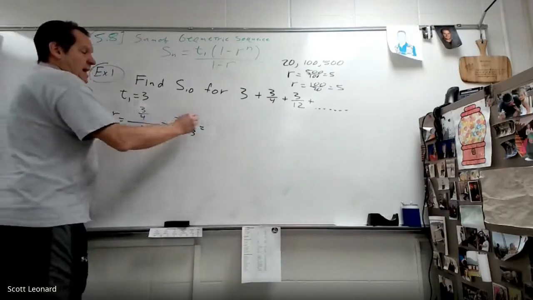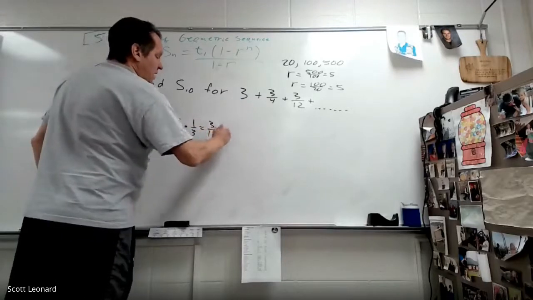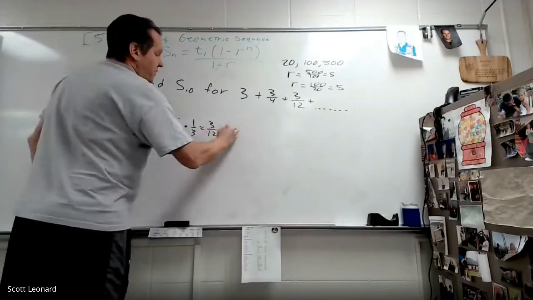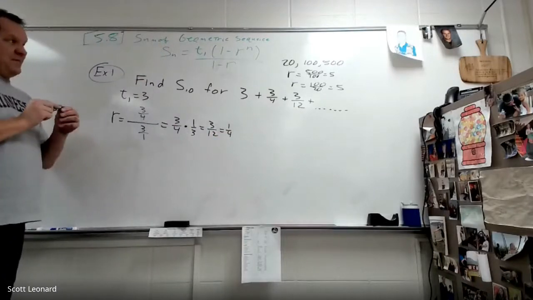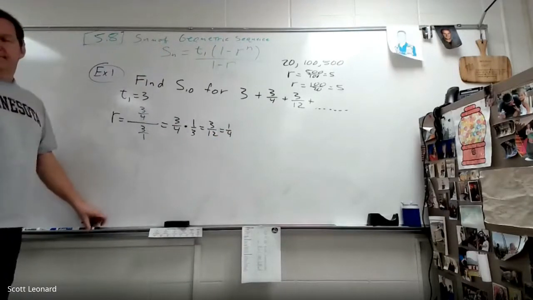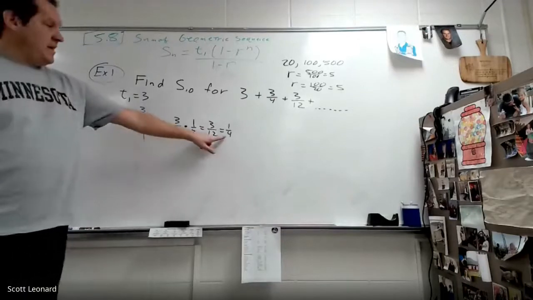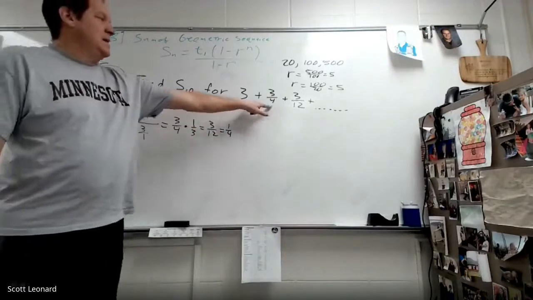If I do that, I get 3 over 12, which reduces to 1/4. So your R value for this problem is going to be 1/4. All right? Because the value is less than 1, the numbers get smaller.